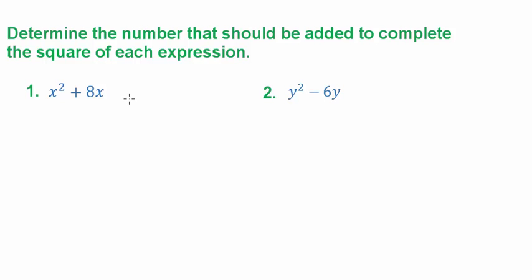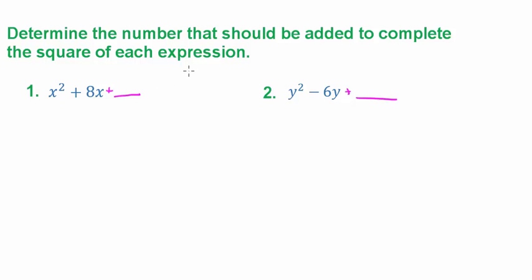So for these two problems, we're going to determine the number that should be added to complete the square of each expression. In other words, we want to know what number should be added so that this is a perfect square trinomial. We know it's addition based off of what we just discussed. That last term is always added. And so what constant needs to be added in order to make it a perfect square trinomial?